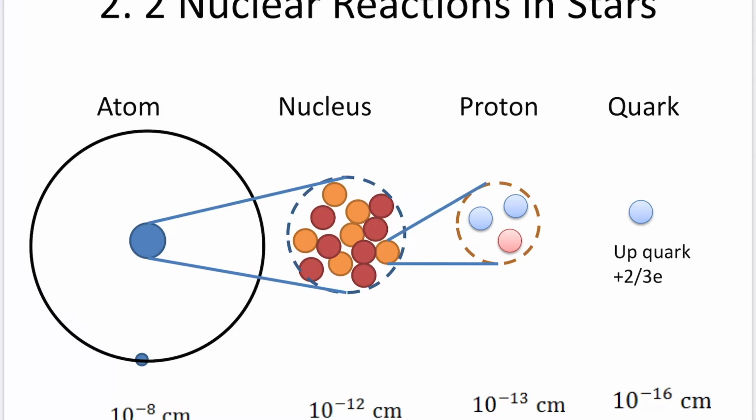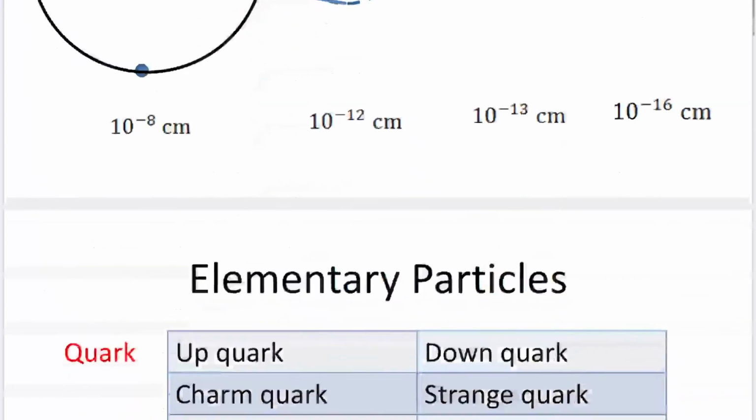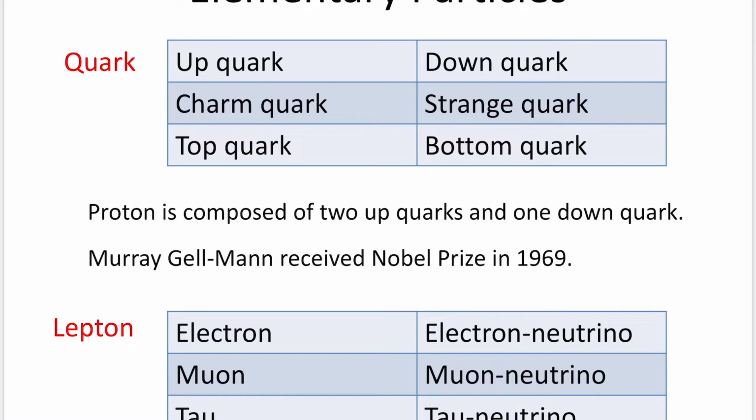The charge of the up quark is positive 2 over 3 e charge unit. Its size is 10 to minus 16 centimeters. So the elementary particles we use in physics are quarks and leptons. As I explained, a proton is composed of 2 up quarks and 1 down quark. We have 6 quarks: up, down, charm, strange, top, and bottom. Gell-Mann received the Nobel Prize in Physics in 1969 because he proposed the existence of the quarks.